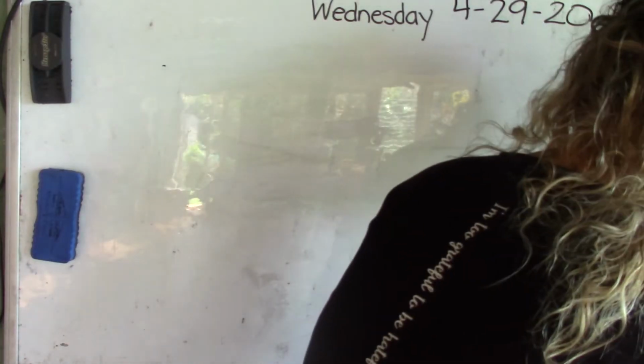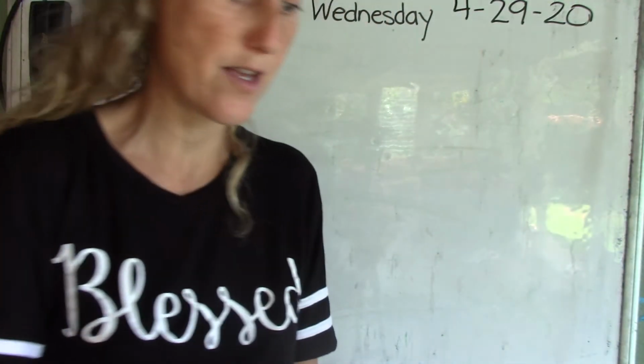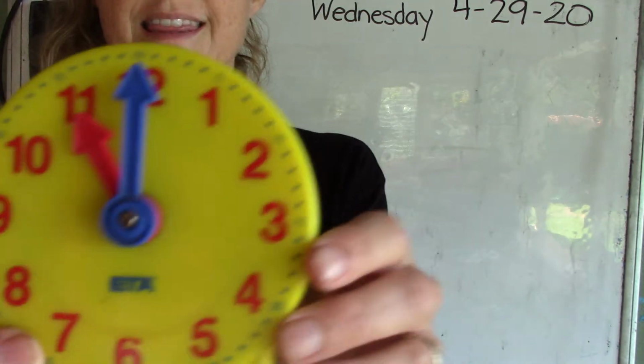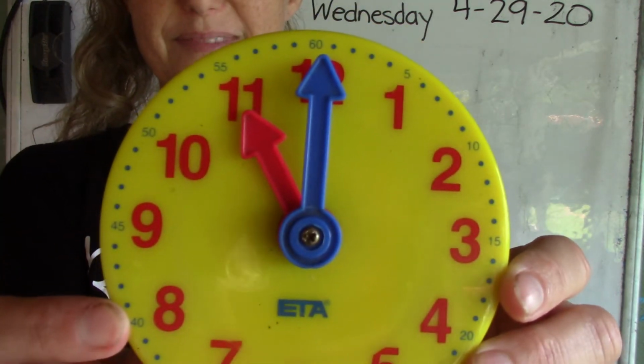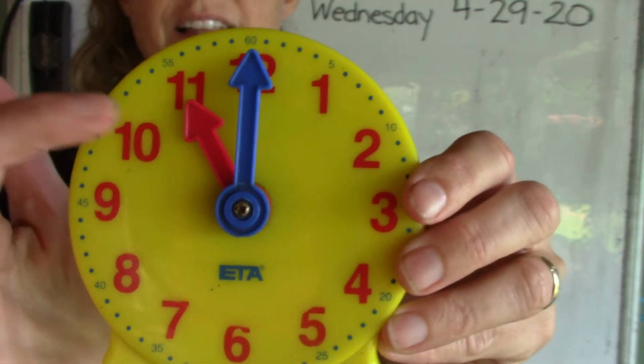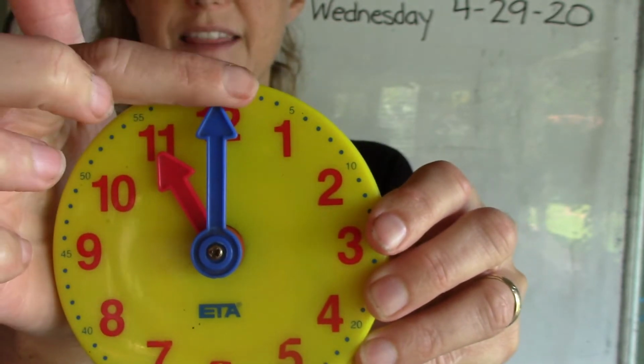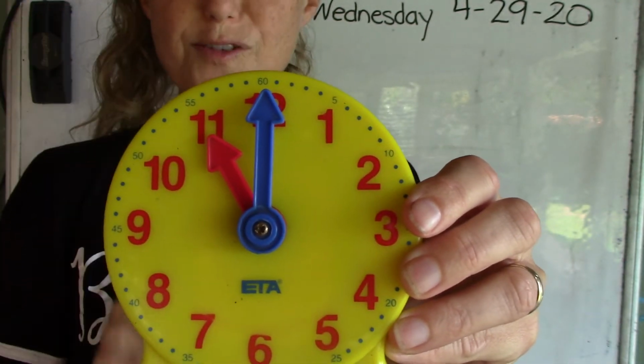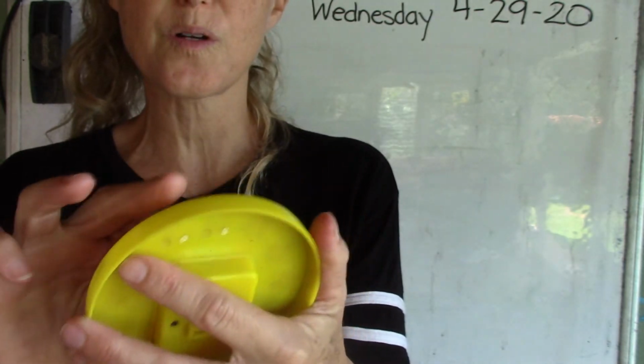Okay. On our clock today, let's get our easy one. What does this say? Right, the hour hand is on the 11 and the minute hand is on the o'clock. So it says 11 o'clock.